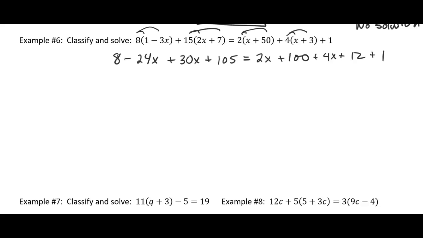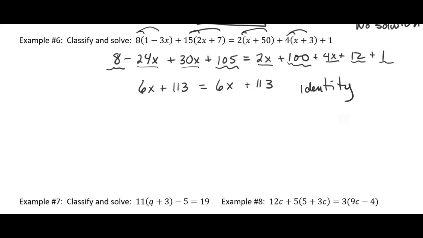Now we're going to look for some like terms to gather up. So we have a negative 24x and a 30x, that's going to be 6x, plus, and then we have this 8 and the 105, that's going to be 113. And then on the other side, we have a 2x and a 4x, that's 6x. Then we have 112 plus another 1, that's also going to be 113. So right there, you could stop and say this is an identity. And you'd be right, that'd be the classification.